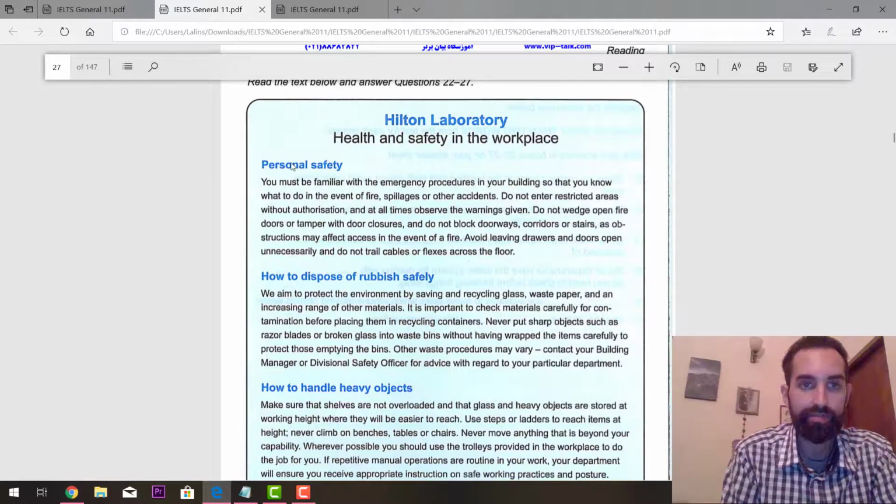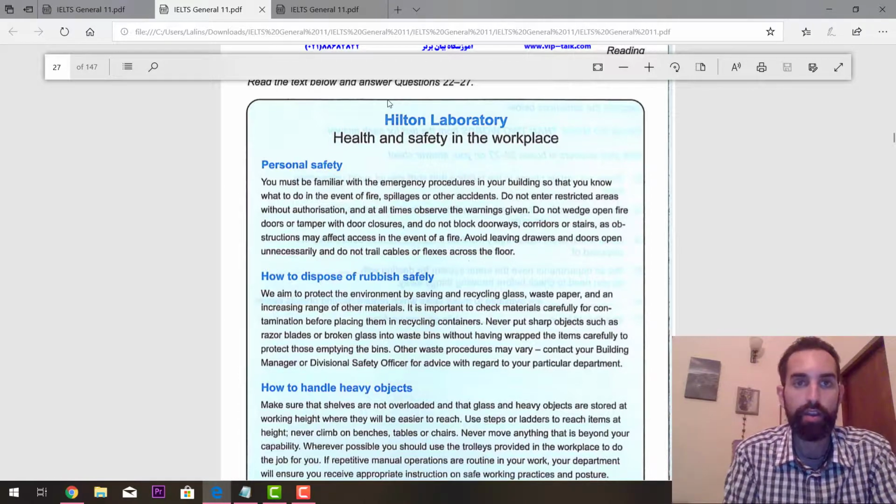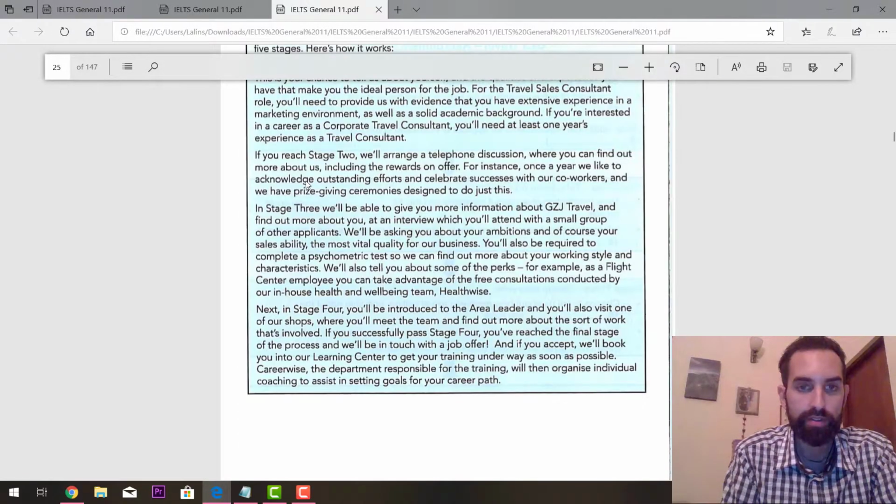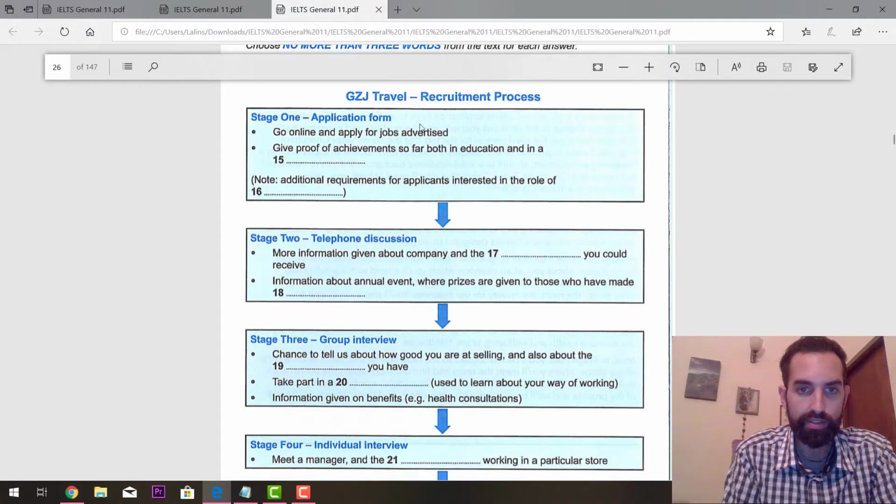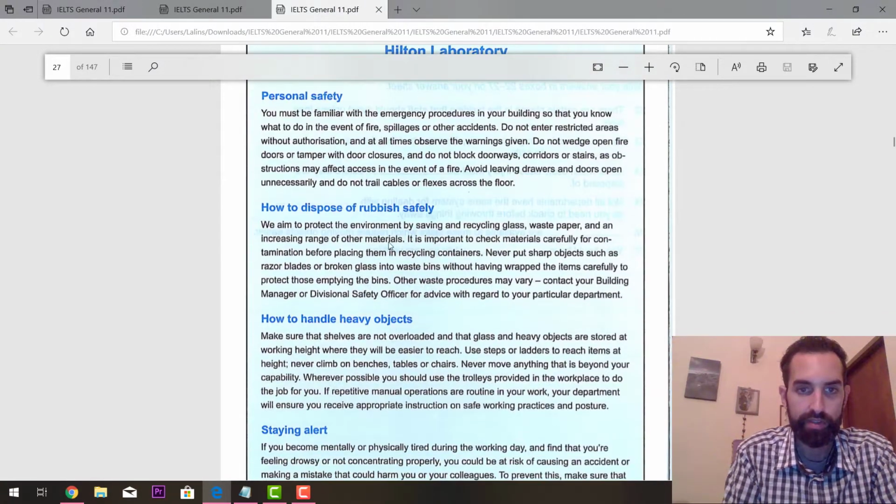Personal safety. You must be familiar with the emergency procedures in your building so that you know what to do in the event of fire, spillages, or other accidents. Do not enter restricted areas without authorization, and at all times observe the warnings given. Okay, now, hang on. I'm going to just set this up so we can see the questions at the same time. Give me a second.